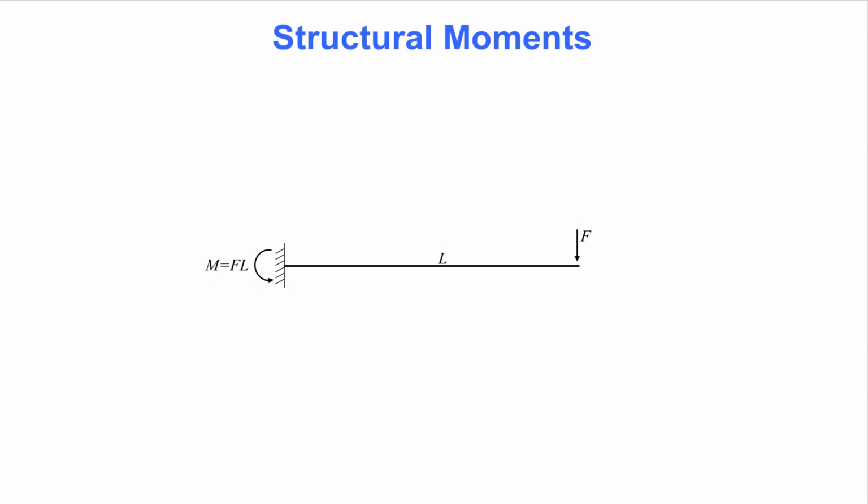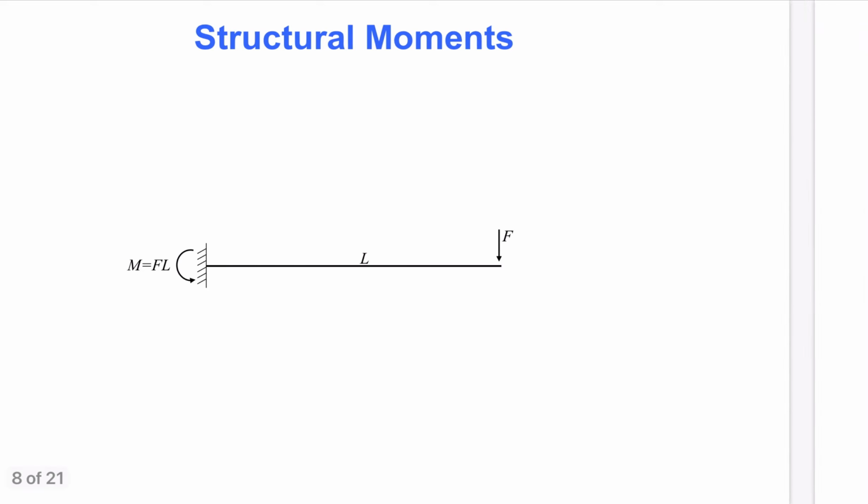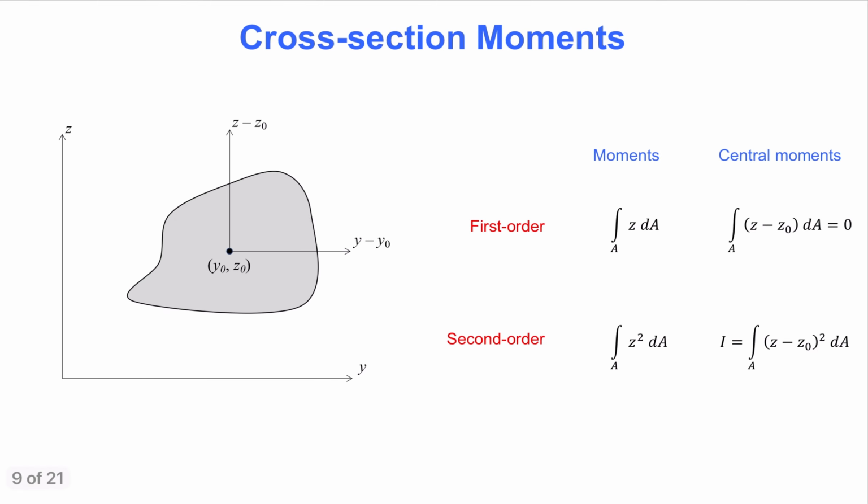The moment concept also appears in the analysis of cross-sections of structural members. This slide labels the moment as first order or second order, and as basic or central moments. Consider the first order central moment. Notice that this is an integral along an axis that starts at 0 at the centroid of the cross-section, denoted by the coordinates y0 and z0. That is why this is called a central moment.